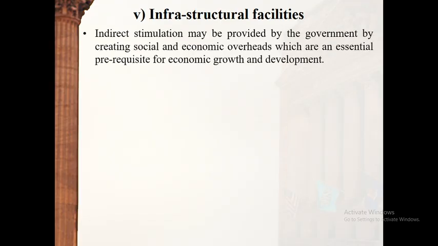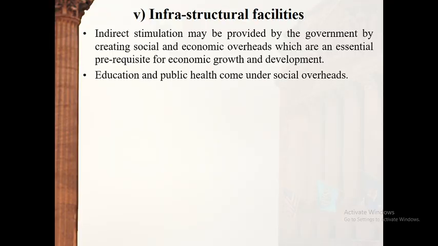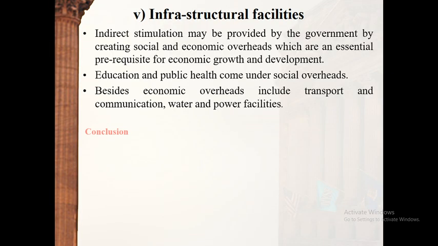Then the fifth one is infrastructural facilities. That was direct stimulation; this is called indirect stimulation, which may be provided by the government. This is only creating external economies, provided by the government by creating social and economic overheads, which are an essential prerequisite for economic growth and development. Education and public health come under social overheads. Besides, economic overheads include transport and communication, water and power facilities.